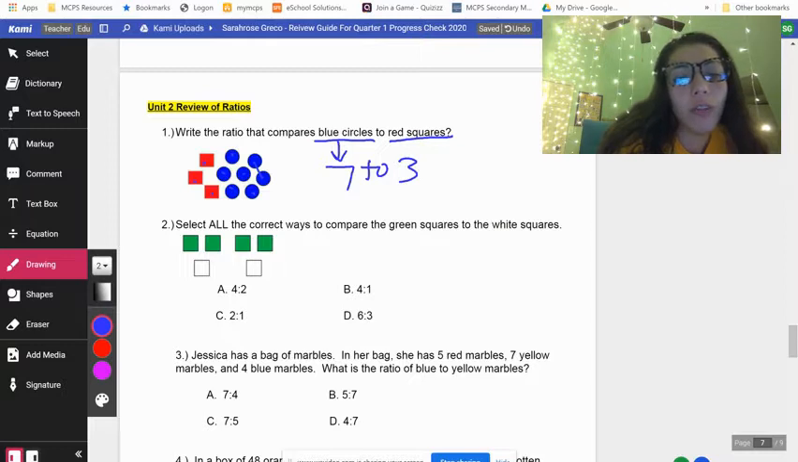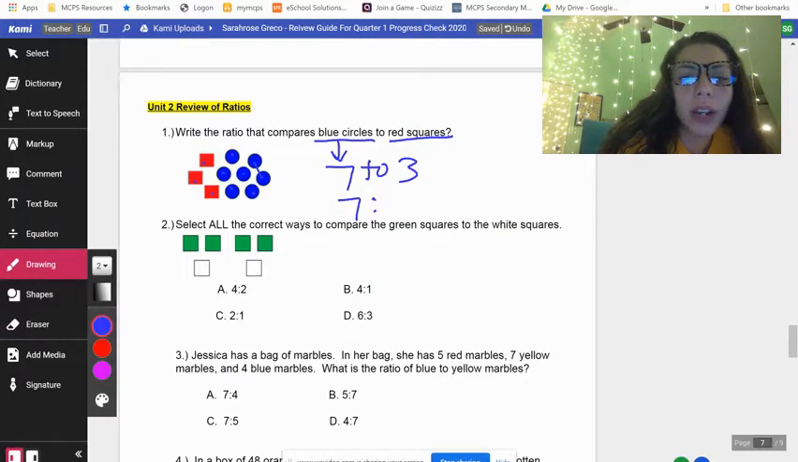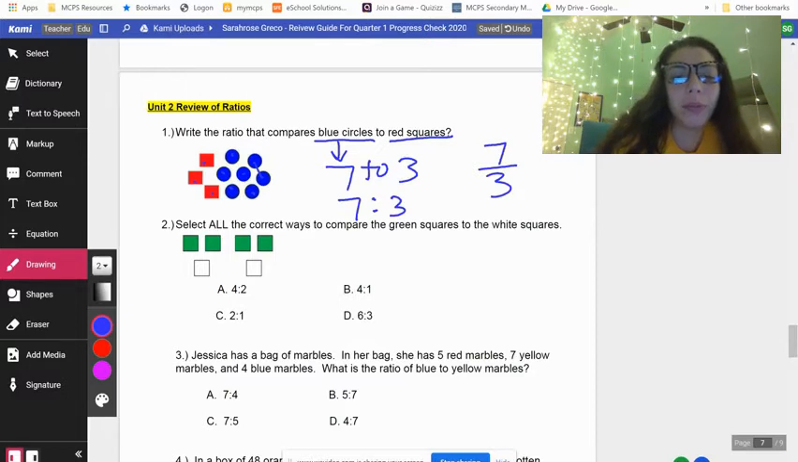You can write it in word form or colon form. That's where it's a colon, or as a fraction. All three ways are acceptable. Number two, select all the correct ways to compare the green squares to the white squares.